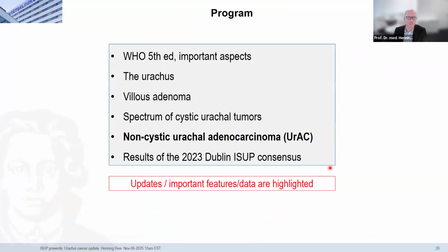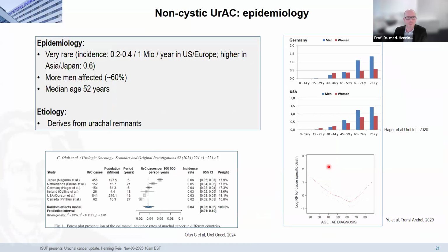So coming now to the main point, the non-cystic urachal adenocarcinoma. Why is it the main part of this talk? The reason is that it's the more common one of this very rare tumor type.